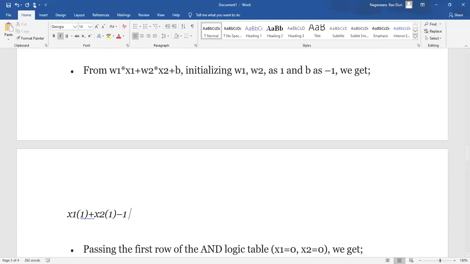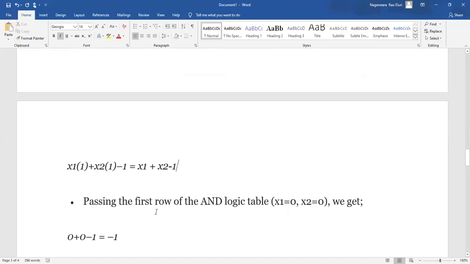Then we will get x1 times 1 plus x2 times 1 minus 1, which is equal to x1 plus x2 minus 1. This is the final equation. Now passing the first row of the AND logic table, what are the values? x1 is 0 and x2 is 0. So we get 0 plus 0 minus 1. The total value is -1, which is less than or equal to 0. Then it classifies the output as 0.